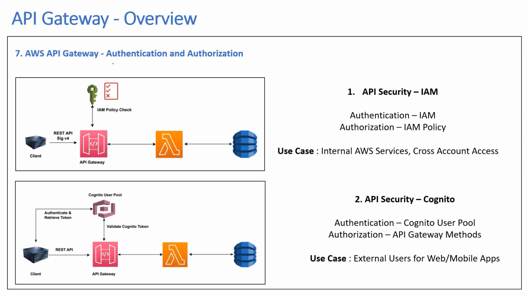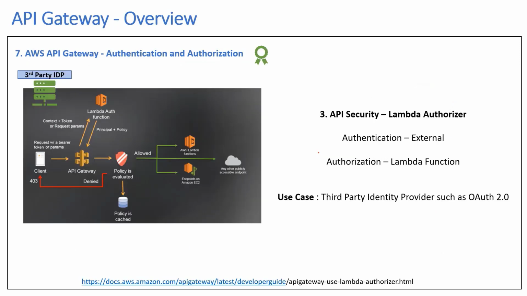In this lecture, we're going to learn about various authentication and authorization methods that you can use within an AWS API Gateway to authenticate and authorize the requests coming to an API Gateway. So there are basically three approaches that you can take. The first one is using the AWS IAM service. Second one, you can use the Cognito user pools. And the third one is using the Lambda Authorizer.